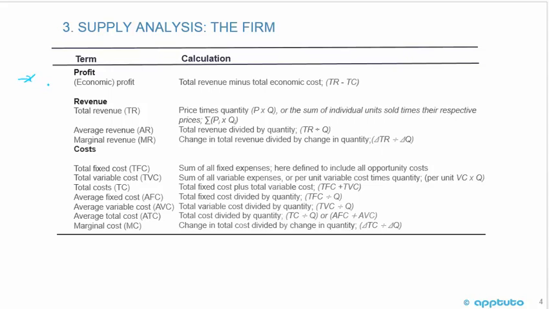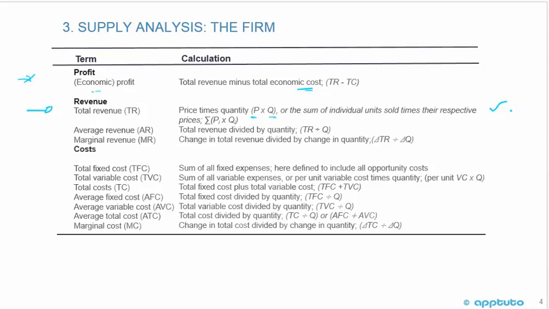So the first one, in terms of profit, economic profit is the total revenue minus the total economic cost, okay? And in economics, they're going to use some shorthands. So you can see that's TR minus TC. Total revenue minus total cost, but it's the economic cost. So total revenue, we should know how we calculate total revenue. It's the price times the quantity, or the sum of the individual units sold times their respective prices.